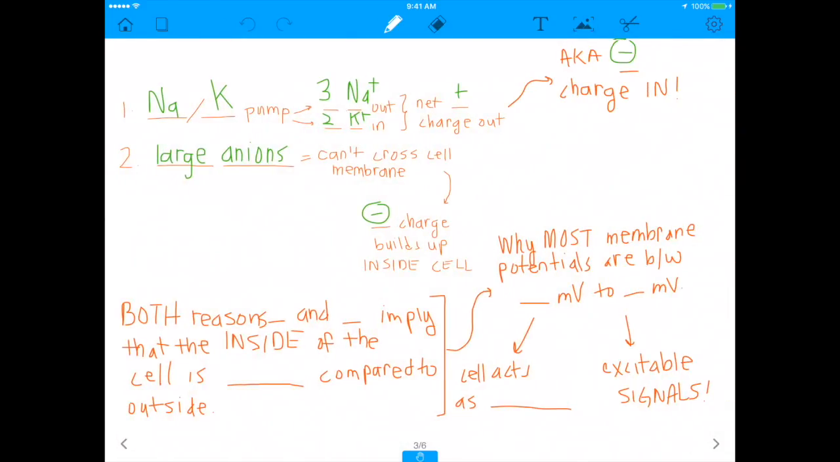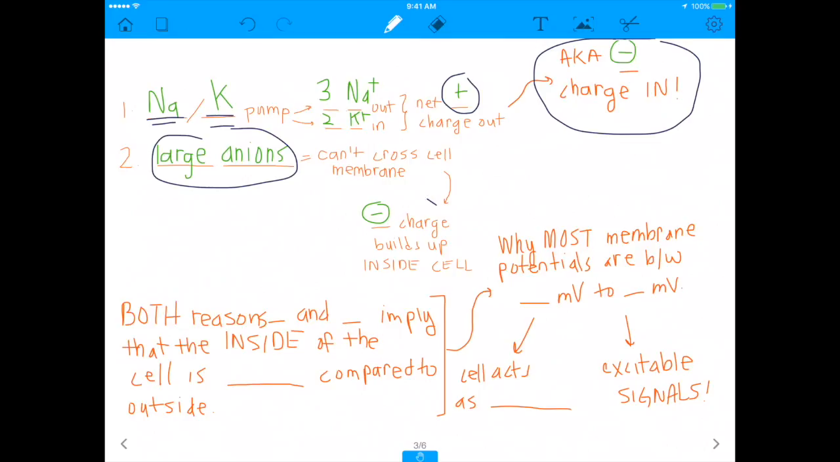But let me go ahead and review what we just said. So the sodium potassium pump has a net positive charge out, which also means that you have a net negative charge in the cell. The second thing is the large anions also contribute to the negative charge that builds up inside the cell. So both reasons 1 and 2 imply that the inside of the cell is negative compared to the outside, right? And that's actually very true. The inside of the cell is negative to the outside, so we've actually solved the first half of our problem.